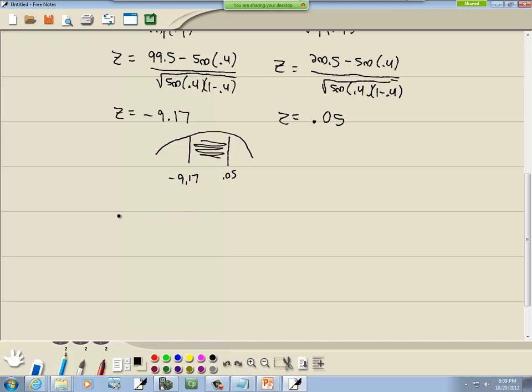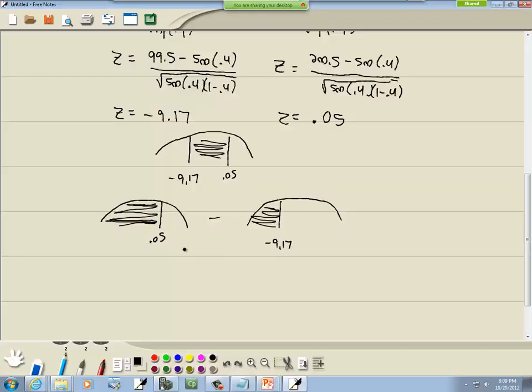Well, we can't look that up directly. So what we're going to have to do is, when the between case is always this way, you're going to look up the area to the left of 0.05, and you'll subtract the area to the left of negative 9.17. Again, if I were to take this and subtract off the area to the left of negative 9.17, that'd give us what we're wanting. Because it has to be always the area to the left for the tables.